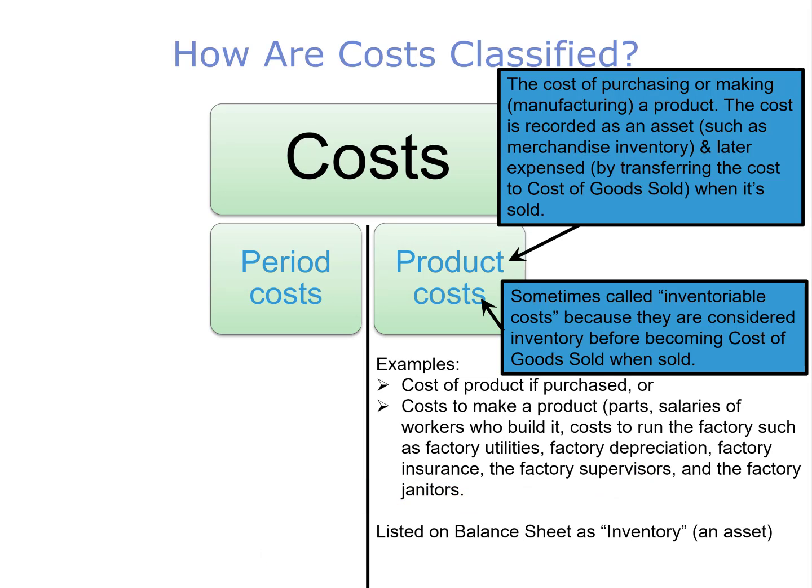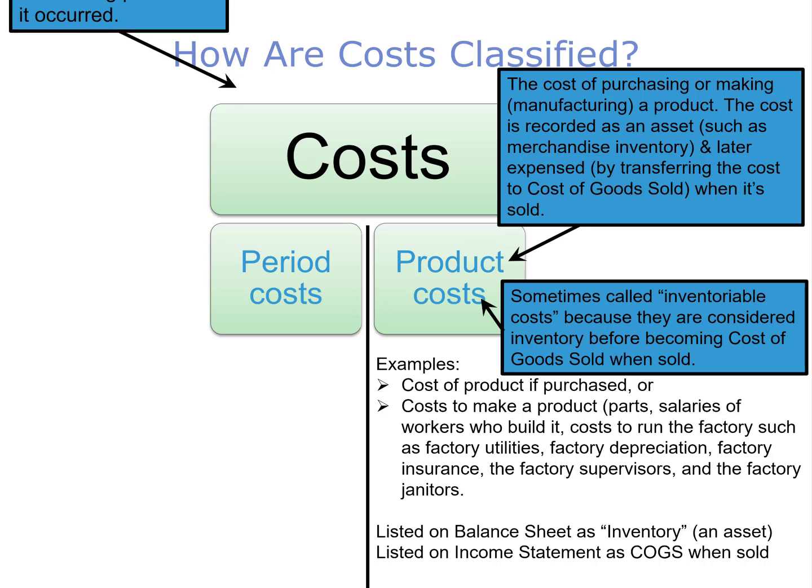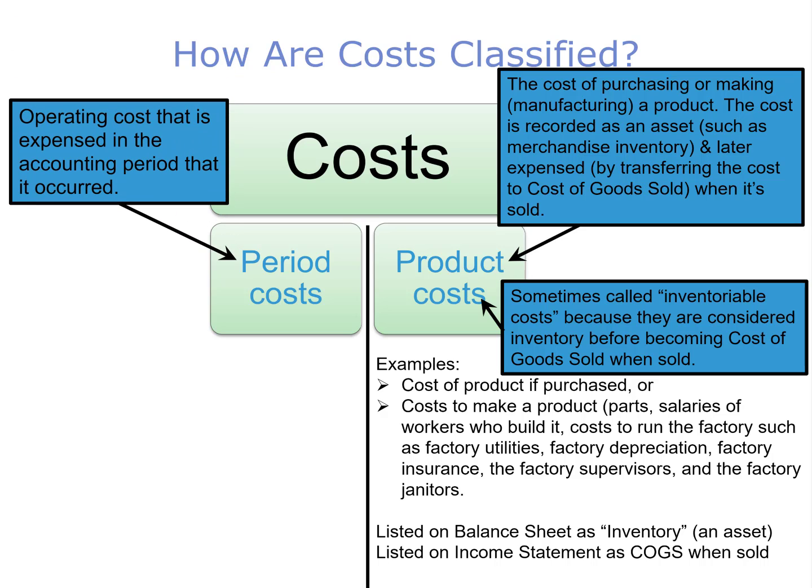Product costs are listed on the balance sheet as inventory, which is a current asset. But when the product is sold, the cost transfers from inventory to the expense account called cost of goods sold. All other costs are period costs. These are costs that are expensed in the accounting period in which they occurred. Examples include sales staff salaries, advertising, store utilities, and store rent.